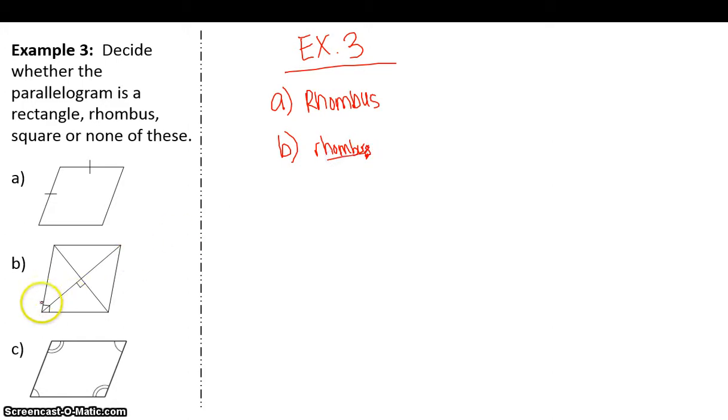But notice it also has a right angle here in this corner, which is this whole angle right there. Again, even though it's not drawn to scale, it's that whole angle. So then which one said that if you have a parallelogram and one of these angles is a right angle, what is it? Well, then it would also be a rectangle. So this is a rectangle and a rhombus.